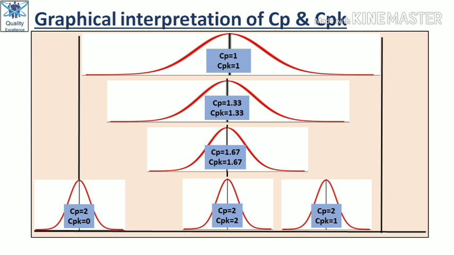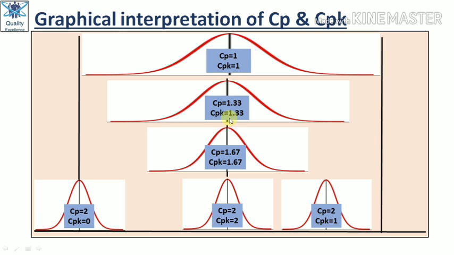Now let us understand CP and CPK together in the form of graphical interpretation. Let us interpret it. So you can see here this is the target line, and if your process is very well centered, then your CP and CPK value will be same. You can see here in all the 4 cases. And whenever your process width is more, your CP and CPK will decrease.